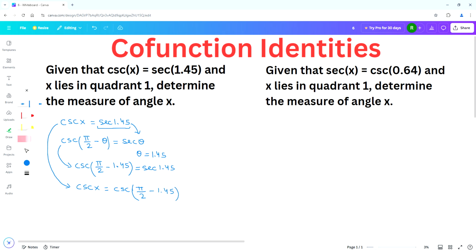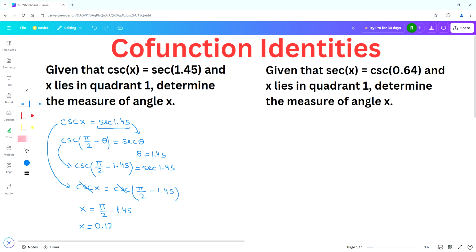This is the equation we have to solve to find the value of x. We can cancel out the cosecant on both sides. Now we can evaluate this expression. I get 0.12. This should be the final answer for the first problem. Now we can do the second one.